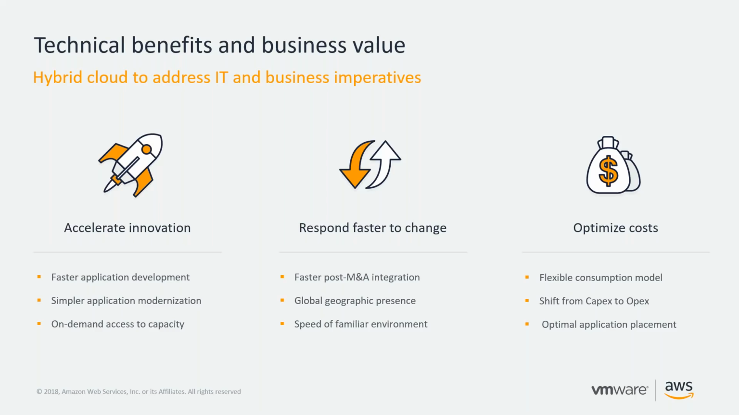We have the ability, like I said before, to have on-demand access to that capacity. If you need more hosts, you can spin them up. If you don't need them, you can spin them down and you use them when you need them. We can respond faster to change.